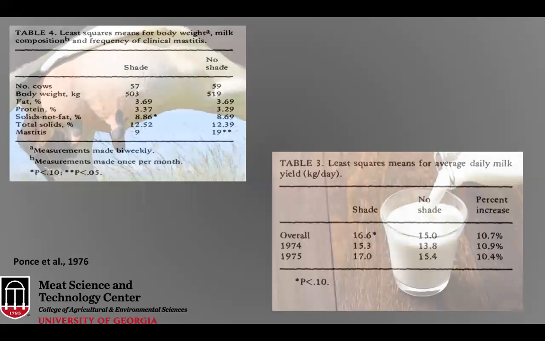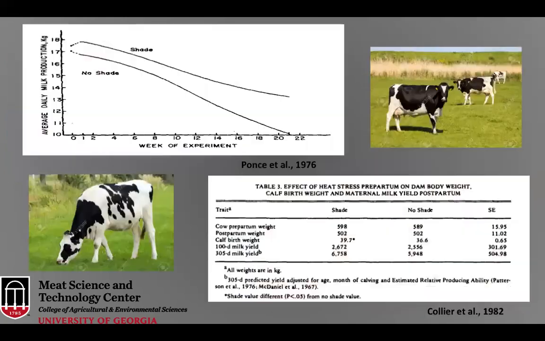So looking at some effects that it has on a dairy sense, there was a study done by Ponce in 1976 showing that shade structures actually reduce the amount of mastitis quite significantly. He also saw the difference that it caused in the increased amount of solids-not-fat percent. Also in table 3, to the right, you can see that shade increased the overall percent yield of milk daily. But that does kind of conflict with the research done by Collier.